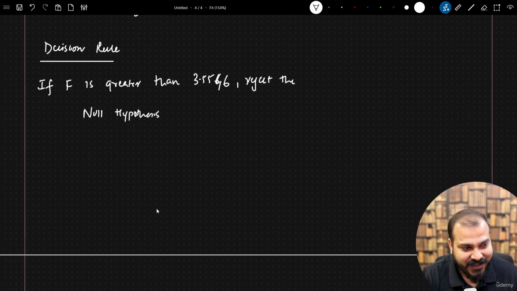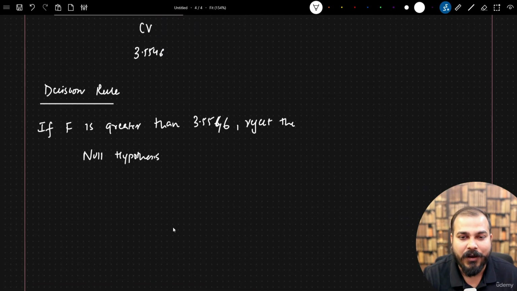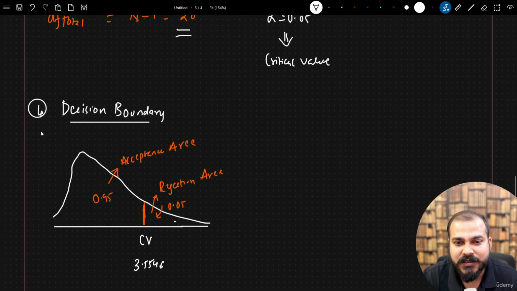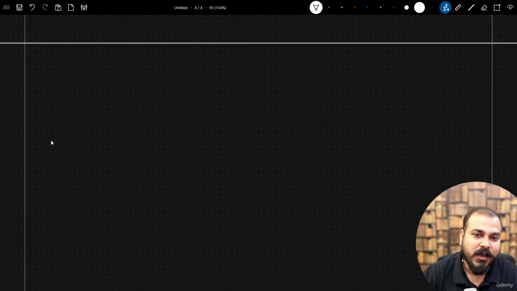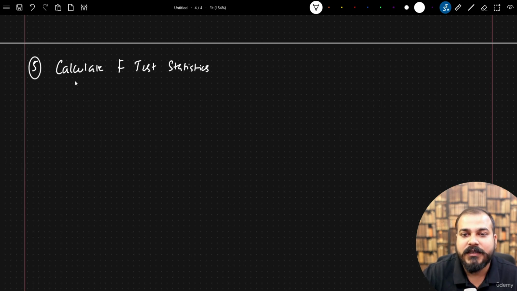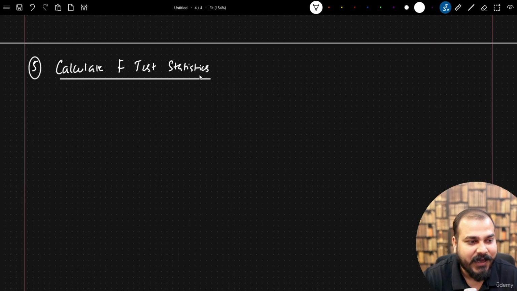Now the most difficult thing is that we need to calculate the test statistic. So finally, if you see steps 4, 5 and 6, I will go and calculate my 5th step. Here I will calculate the F test statistic. Let's see how the F test statistic will be calculated.